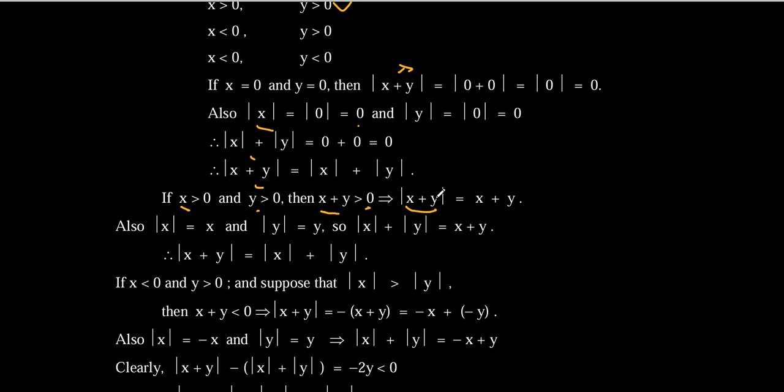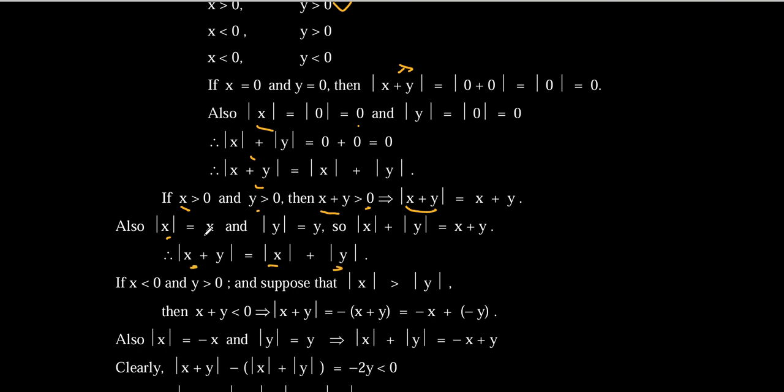Magnitude of x plus y. Now let's do it individually. So individually, if you do magnitude of x plus magnitude of y. Now since magnitude of x was positive, magnitude of y is also positive, then you realize that at the end of the day, this one will be equal to this one, right?